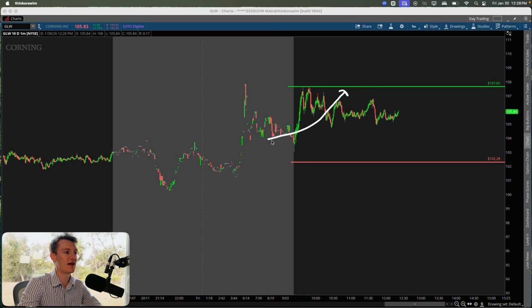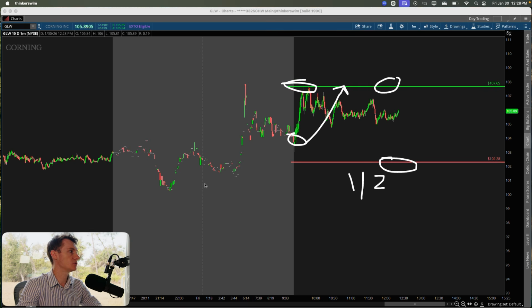And then you're going to divide that average daily range by 8 to get your stop loss. Now you're presented with a 1 to 2R. Your reward is 1, your risk is 2. You would have entered off the open and you would have taken profit right here. So that was a beautiful trade on GLW.